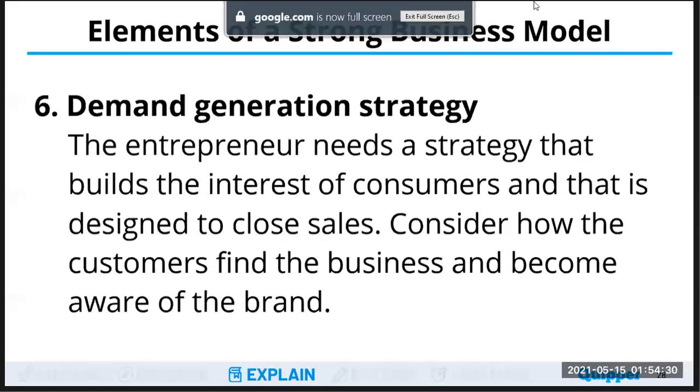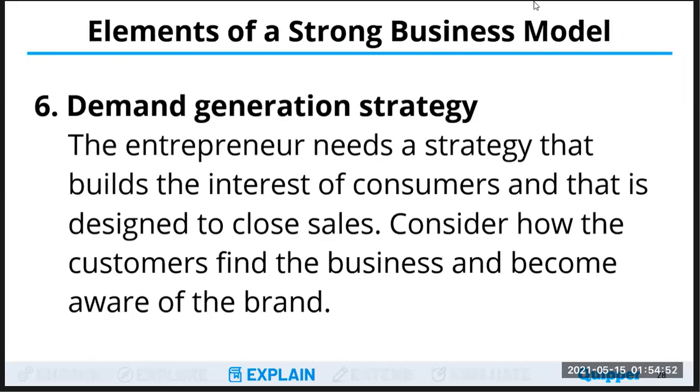Okay, next is the demand generation strategy. The entrepreneur needs a strategy that builds the interest of the consumer and that is designed to close sales. Consider how customers find the business and become aware of the brand. Ayan, so ito part naman siya ng work din ng mga marketing natin, no? Kung paano mabibuild yung interest, yung confidence ng mga consumers, yan, and then kung paano nila mako-close yung deal.